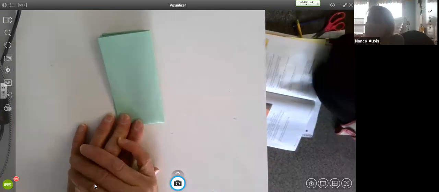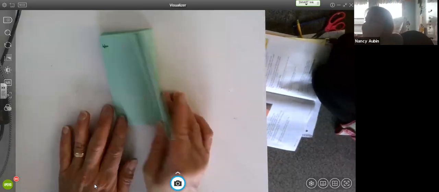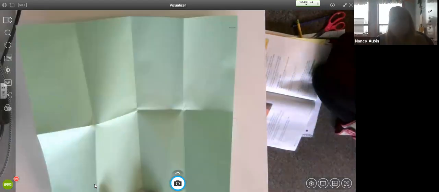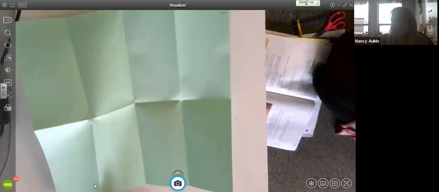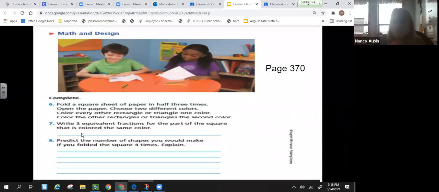I'm just trying to, I missed that part, and that's helping. Okay, I see Evie's already thinking. Once you do that, when you open it, Evie, what did you notice? What did you notice, August? What do you see? What do you see when you open it? 8 what? You see 8 rectangles. Are they the same? Yes, they're the same.